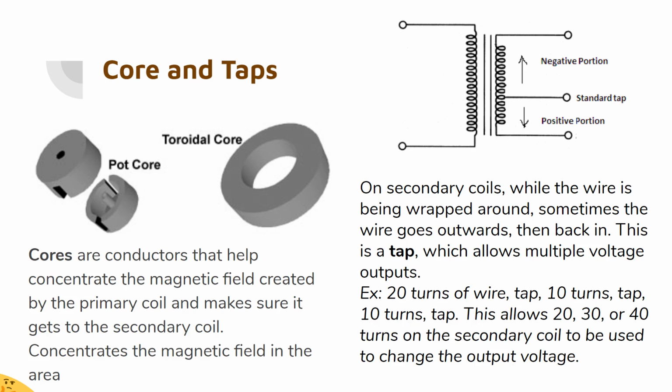Cores are what the coils are wrapped around to contain the magnetic field produced by the primary coil and guide it towards the secondary coil. That way, there will be maximum magnetic flux. Taps are places where the wire on the secondary coil sticks out, then goes back in. Taps allow a transformer to have multiple sets of turns to use to change the output voltage.